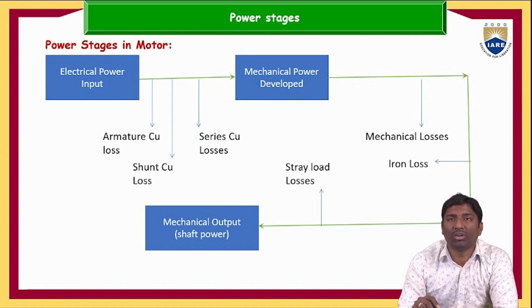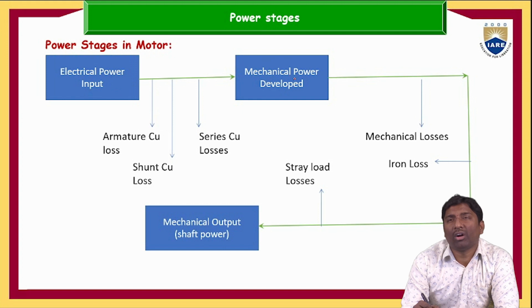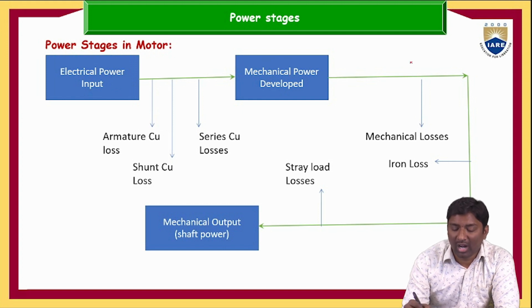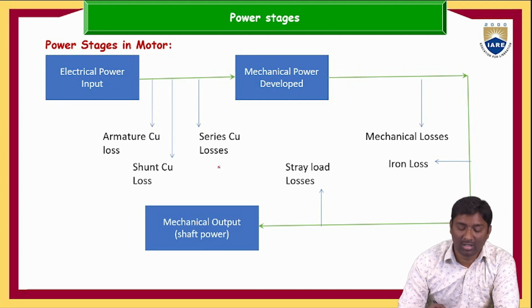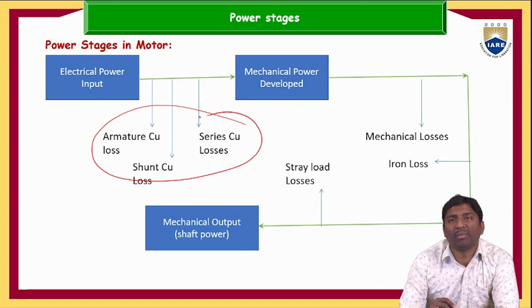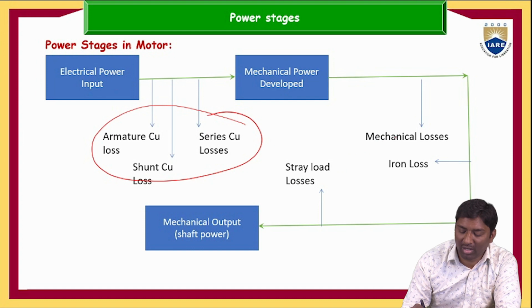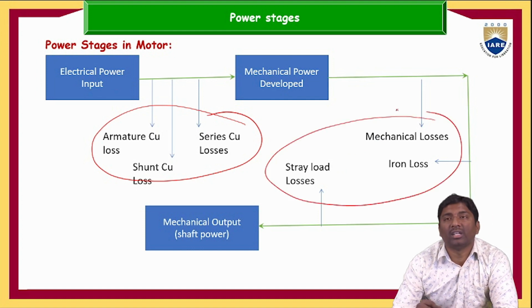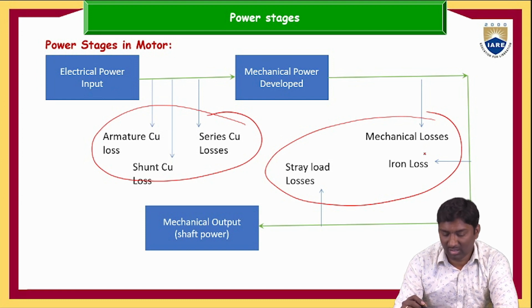In the case of the motor, similarly the input is electrical, then the mechanical power developed in the armature, and the third stage is the output power, that is mechanical power. So the losses at the input are mainly the electrical losses, that is armature copper losses, shunt copper losses and series copper losses. Between the mechanical power developed in the armature and the output power we mainly get the constant losses, that is stray load losses, mechanical losses and iron losses.